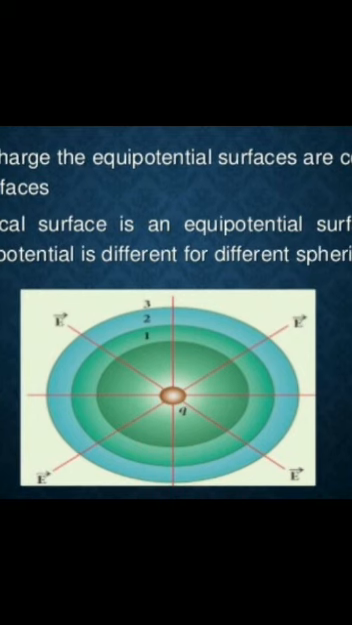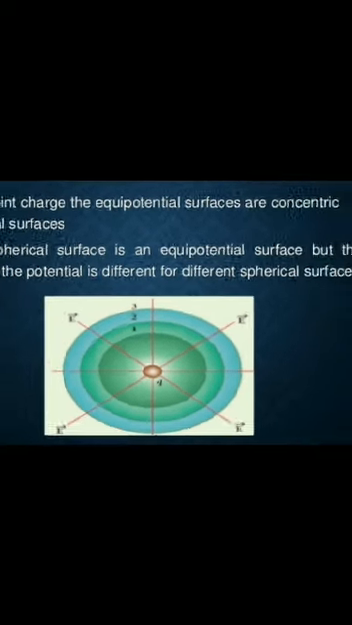So, in this case, if you want to bring a charge from infinity to the first circle, more work has to be done because the electrostatic potential of surface 1 is greater. Whereas, if you want to bring another charge from infinity to any point on circle 3, you may need less work because the potential of that equipotential surface is lesser compared to the first equipotential surface.